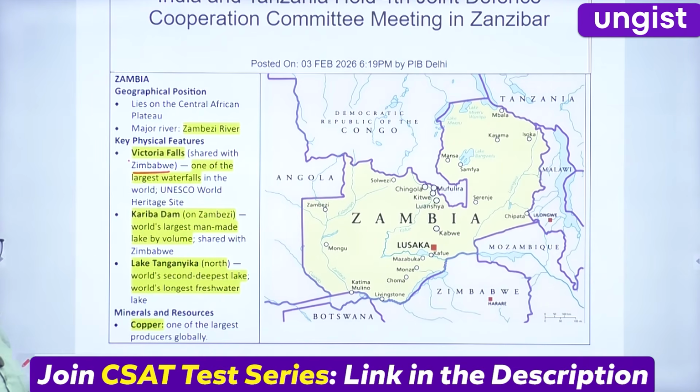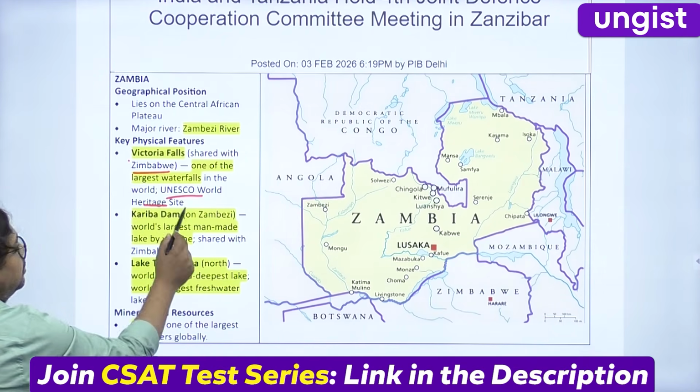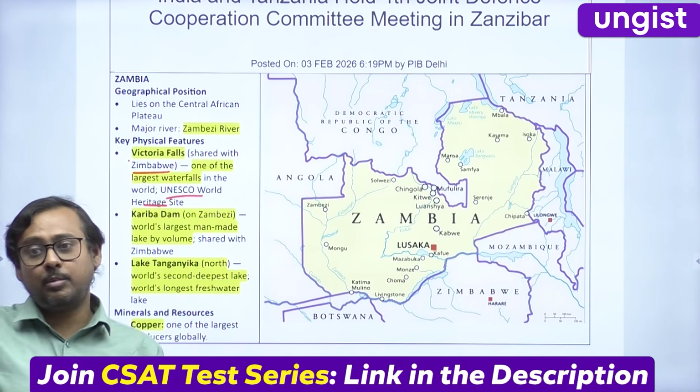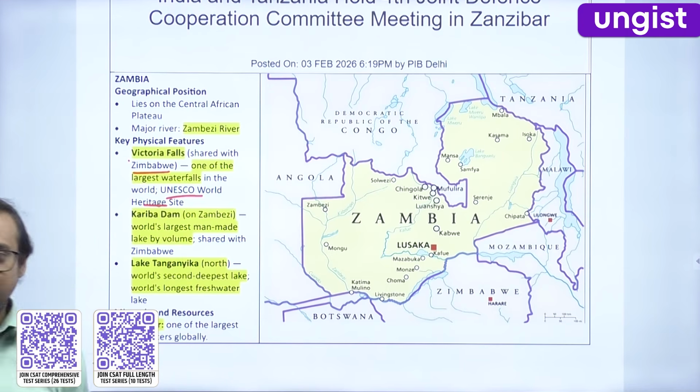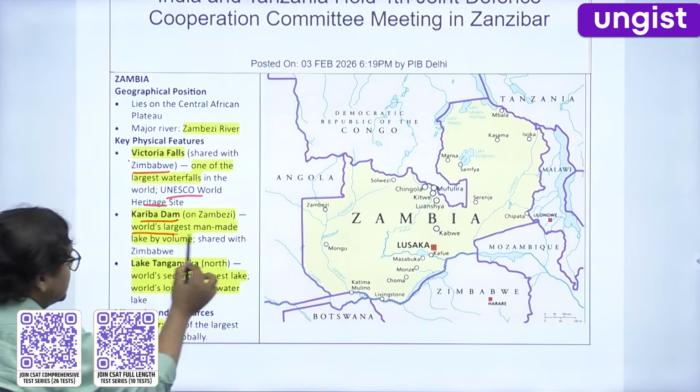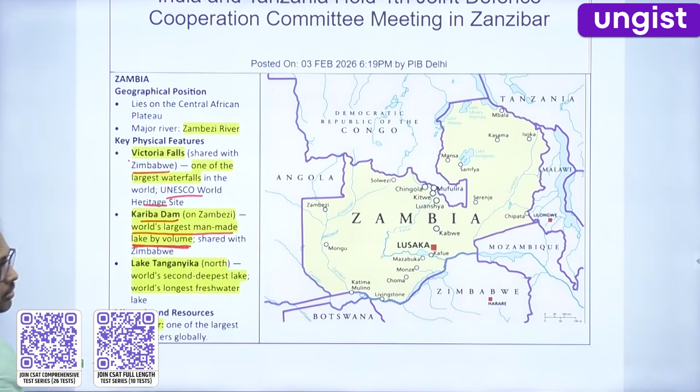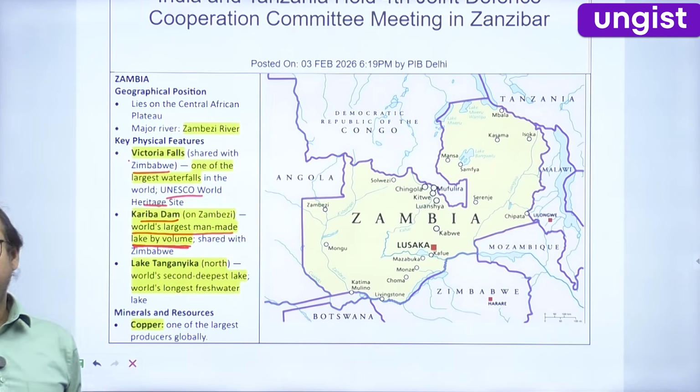Again, it becomes important. Why? It is UNESCO. Remember Tonle Sap? Remember Pantanal Islands? Remember Petos Lagoon? These are all UNESCO World Heritage Sites. So this is right. Kariba Dam, right? This is again the world's largest man-made lake by volume. We'll again find an artificial dam which is not by volume but by area.